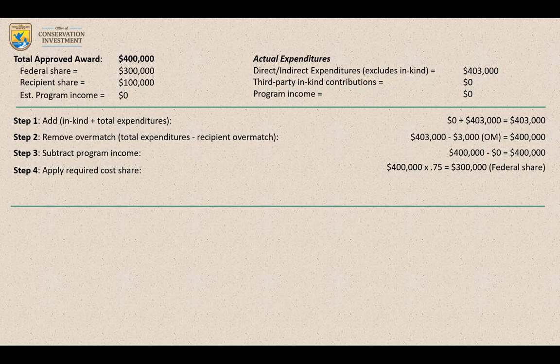The resulting federal share of expenditures is $300,000. The required cost share is determined by multiplying the same adjusted outlays from Step 3 by 0.25 to get $100,000.